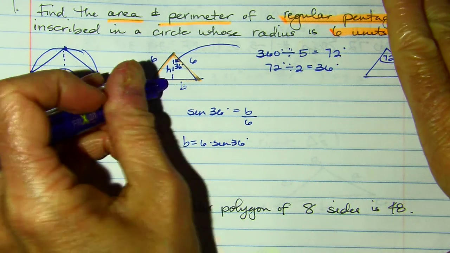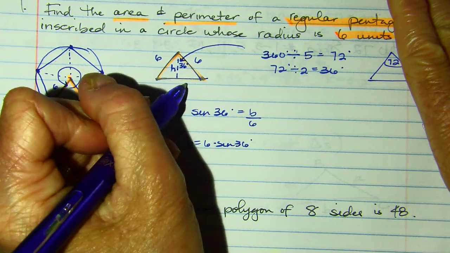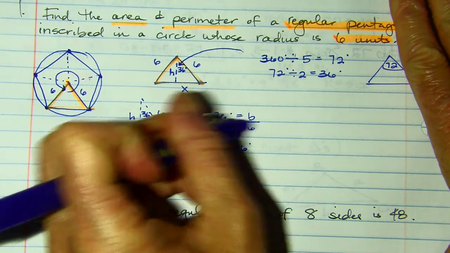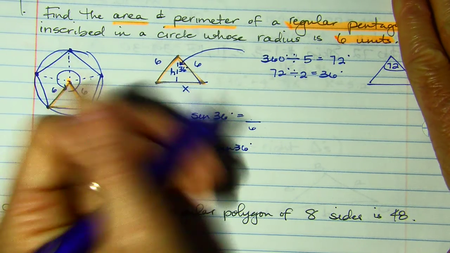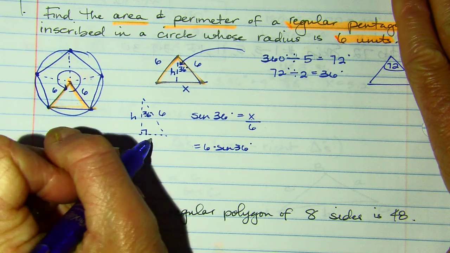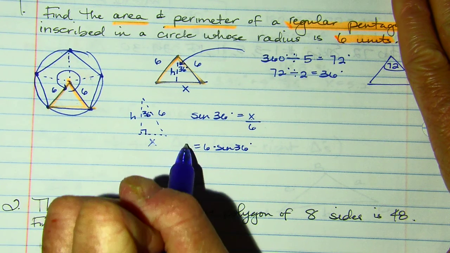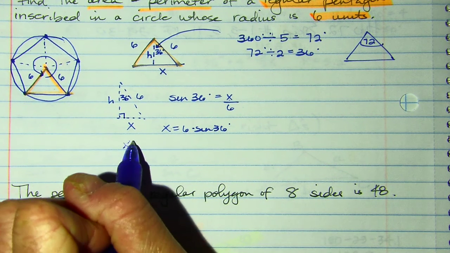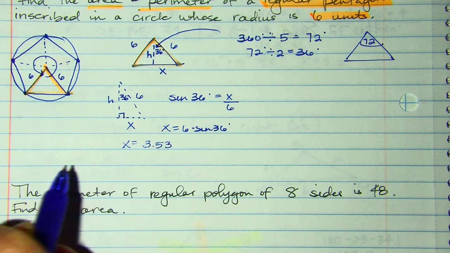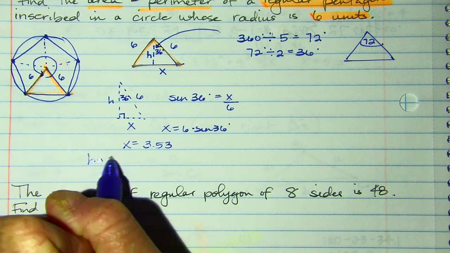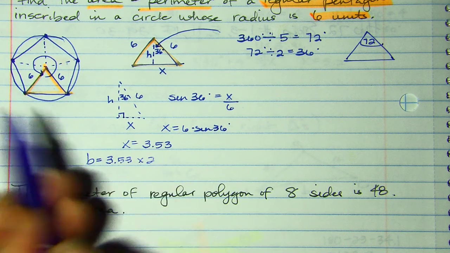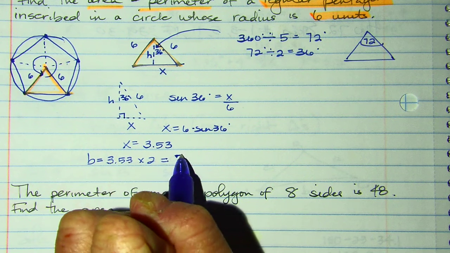I'm going to make this x because my base will be all the way across. I'm just changing the letter. I don't want to confuse you. So this is x, this is x. So x equals 6 times the sine of 36. And so x equals 3.53. So my base would be 3.53 times 2, right? Because 3.53 is only halfway. So my base equals 7.06.